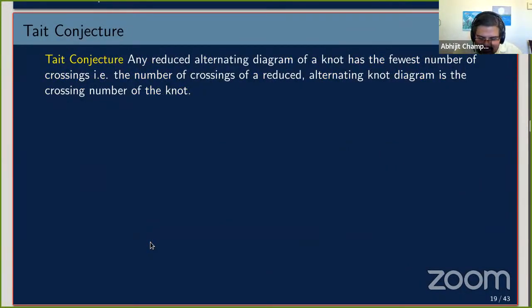All right, so of course, when you see lots and lots of examples, it's natural that patterns will start developing. And so Tait also, with all of his work, saw lots and lots of patterns arise. And one of his observations was that any reduced alternating diagram of a knot has the fewest number of crossings.